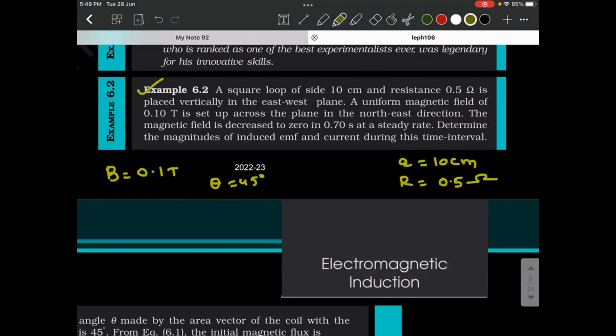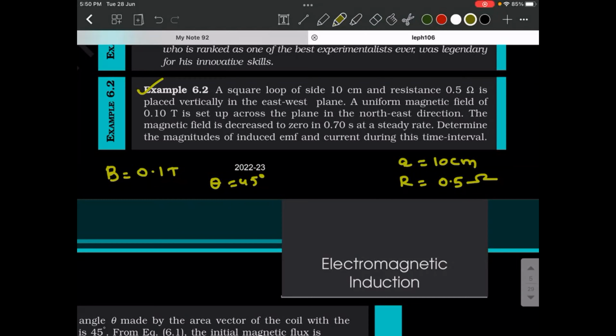You can place it like this also. Okay, when you place it like this, and there is a uniform magnetic field of 0.1 Tesla, which is set up across the plane in the northeast direction. Yeah, like this. So if you take this to be the north, south, east, west, then you can keep it like this. If you take your paper itself, so what he is asking is, in which direction is that northeast I need to consider? Do I need to take it in this direction, or should I consider it in the plane of the paper itself? I repeat the point, listen to this carefully, okay?